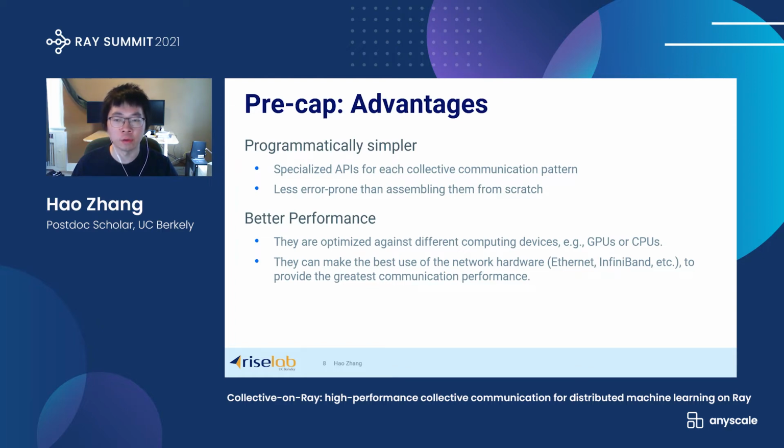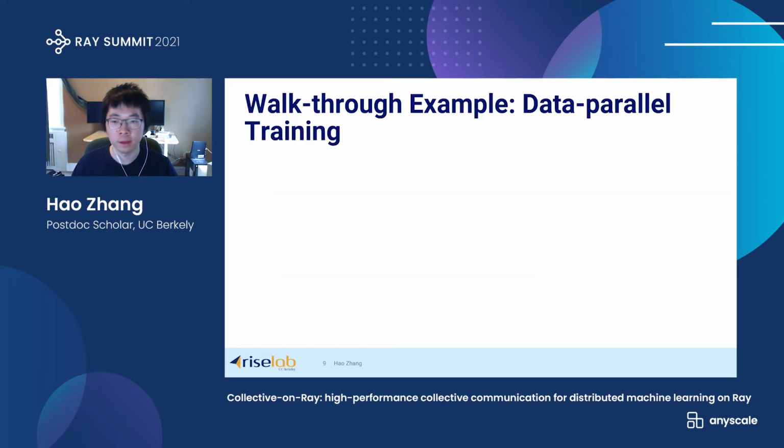Another key advantage of providing specialized APIs is the ability to implement these primitives at a rather low level, which allows us to make the best use of the network hardware, such as Ethernet and InfiniBand, to provide the greatest communication performance, or to optimize for different types of computing devices, such as GPUs, and avoid many serialization overheads, as we will see next. So how does the API actually look, and what benefits can it bring to us?